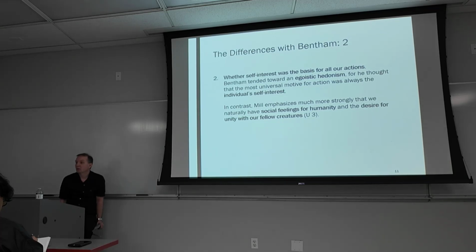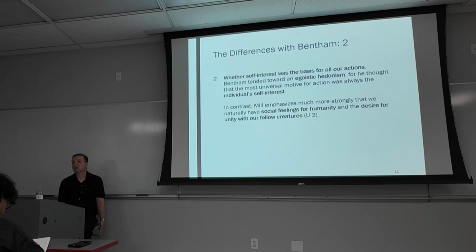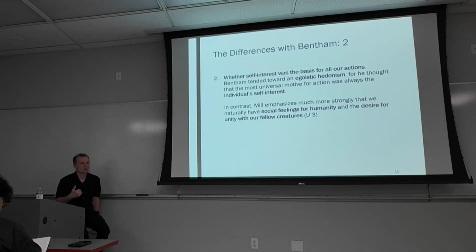Now, another difference with Bentham: whether self-interest was the basis for all of our actions. Do we always act to pursue our own interest, like this ethical egoistic hedonism? Remember, egoistic hedonism is different from psychological hedonism in that hedonism itself just says that we pursue pleasure, but the egoistic one says that we pursue our own pleasure. Now, if we do something for other people and that gives us pleasure, that's not exactly the same thing as if we do something for ourselves and it gives us pleasure. And in that sense, you can be perfectly well less selfish, but more happy by being less selfish.